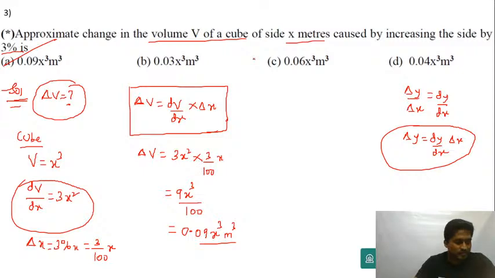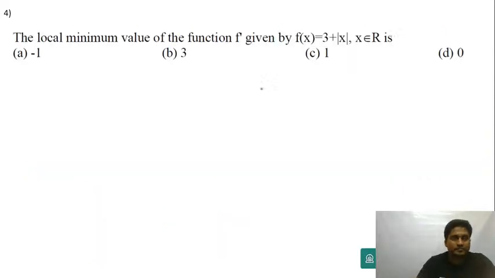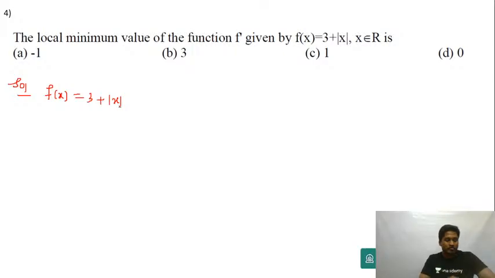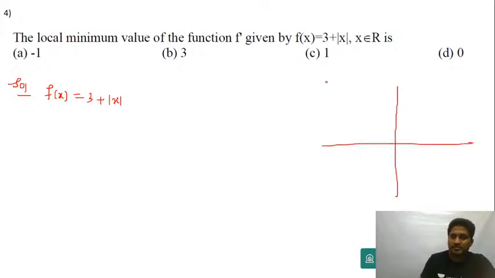Okay guys, let's move to the next question. Question number 4. I'm supposed to find the local minimum value of the function given by f of x is equal to 3 plus modulus of x. Now listen, no need to do the problem. What's the minimum value of mod, guys? Mod is a V-shaped graph, and you get a sharp edge at 0. This is y is equal to x, and y is equal to mod x. The minimum value of mod will be 0.